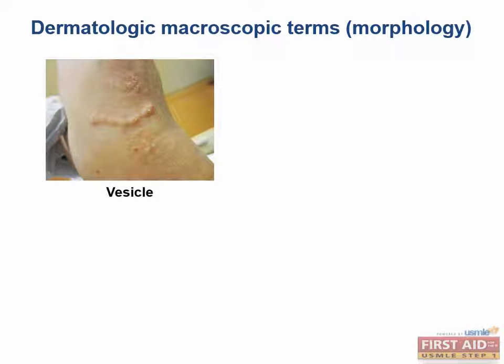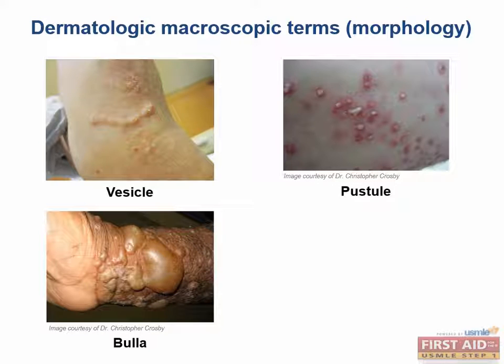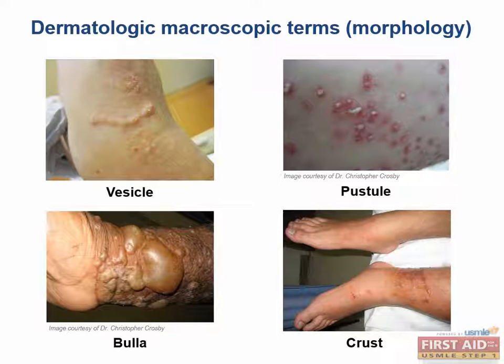Let's look at vesicles and bullae. What's the most important distinguishing feature here? The size. A vesicle is classically just a smaller, fluid-filled blister, like you would see in chickenpox. If it were bigger, it'd be called a bulla. If a blister is filled with pus, then it's called a pustule. If any of these were to pop and then dry over, it would form what's called a crust, a common finding described in impetigo, which we'll discuss later.